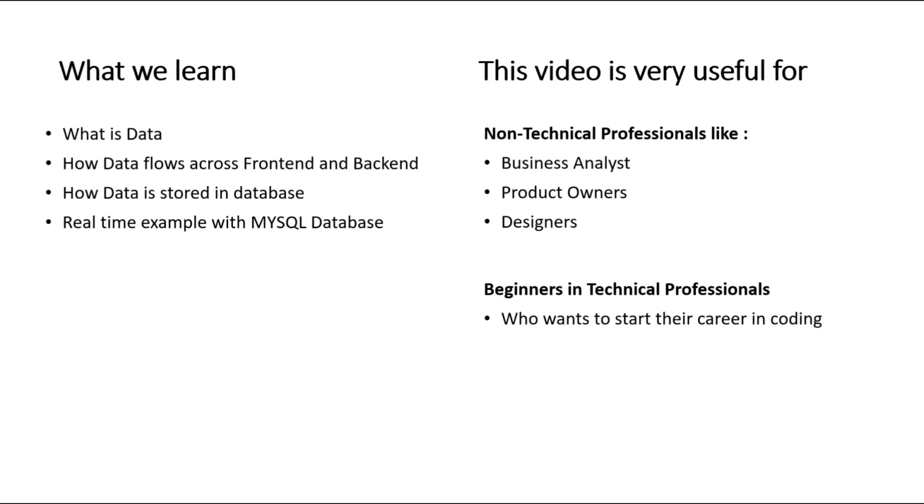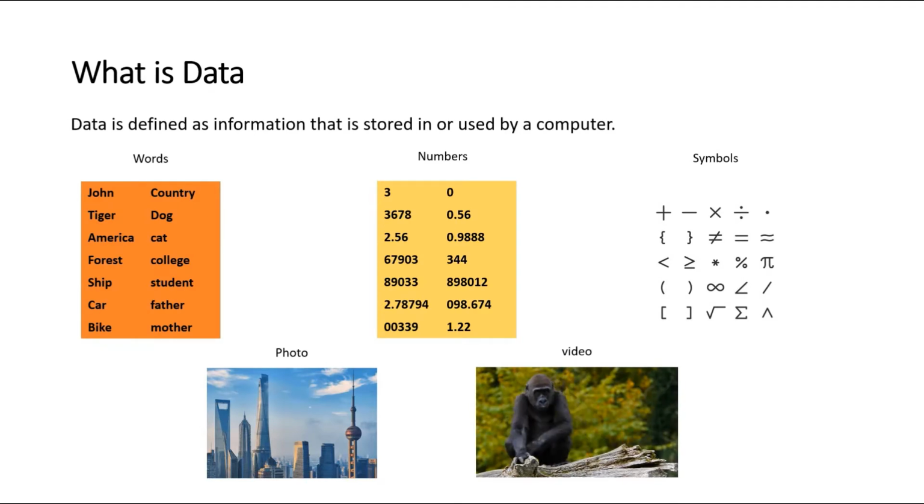Let's get started. What is data? In simple words, data is defined as information that is stored in or used by a computer. Data can be words, numbers, symbols, photos, or even videos. As we all use different kinds of software in our laptops, mobiles or tabs to get our work done. It may be ordering food online, booking an appointment for a doctor, using online banking and many more.